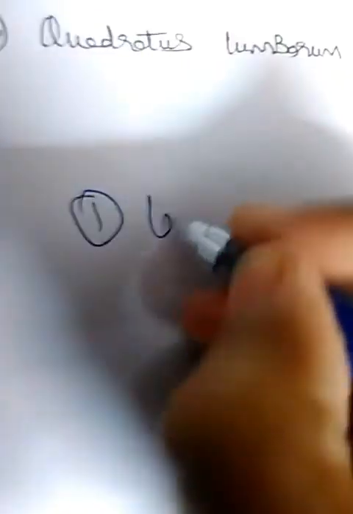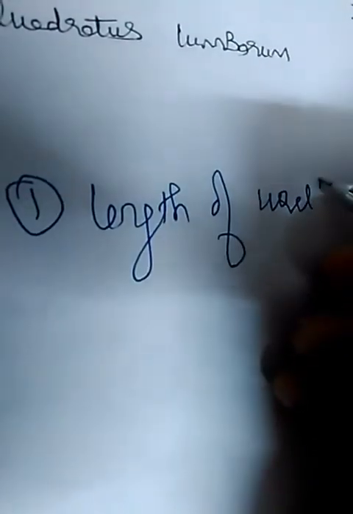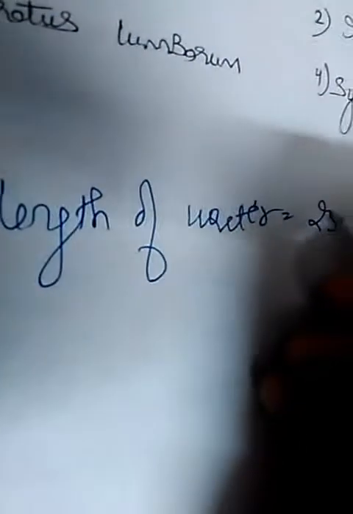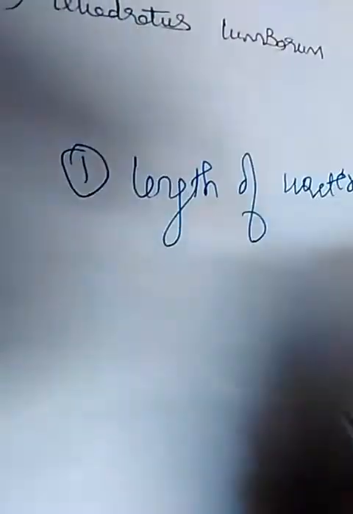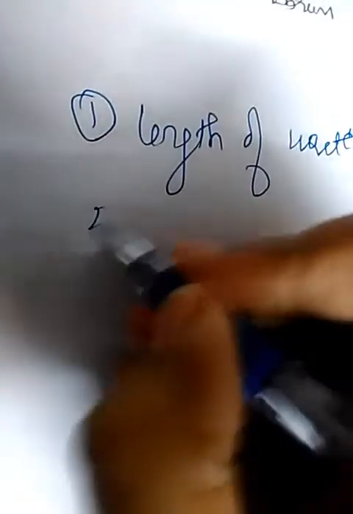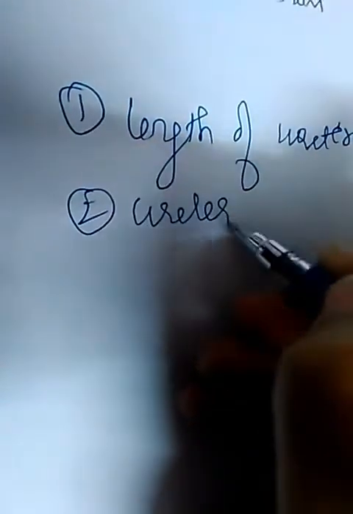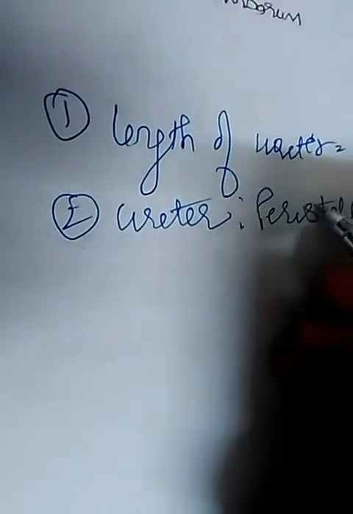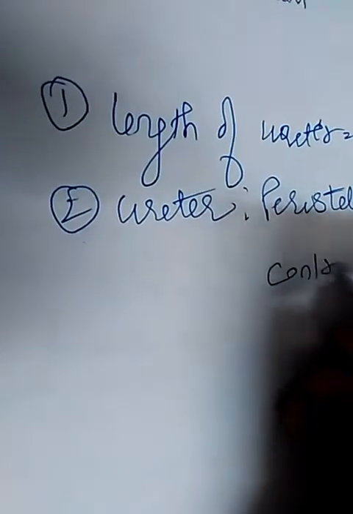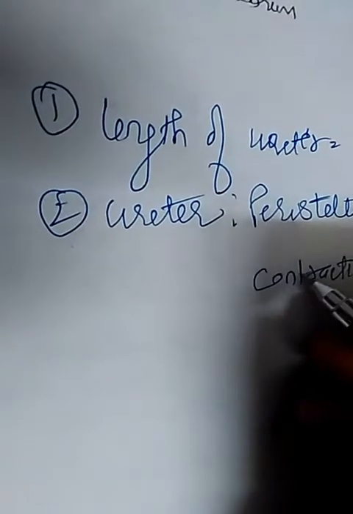First of all, you should know the length of ureter. It is important for exam. Length of ureter is approximately 25 to 30 centimeter. And second thing is that this ureter has peristaltic contractions because it is a muscular tube. Okay, peristaltic contractions are present.